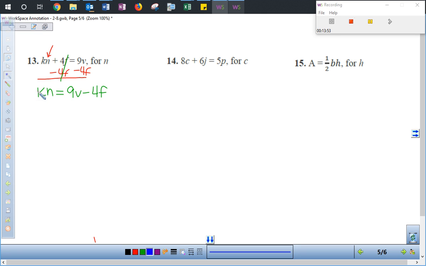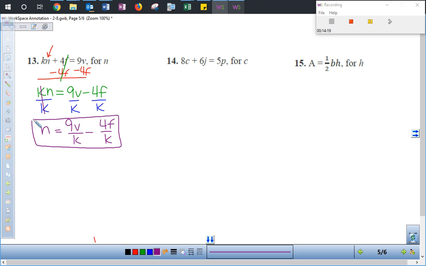Then finally, to get that n by itself, I need to divide each term by k. So here, the k's will cancel out, leaving me with n. This one, 9v over k, since I'm dividing by a variable, I can't simplify, so 9v over k, minus, again I'm dividing by a variable, so 4f over k. Now it's very important that you divide each term, not the sides, each term.